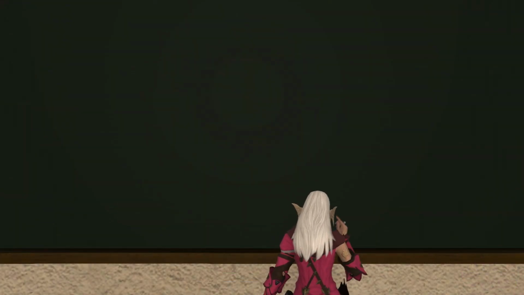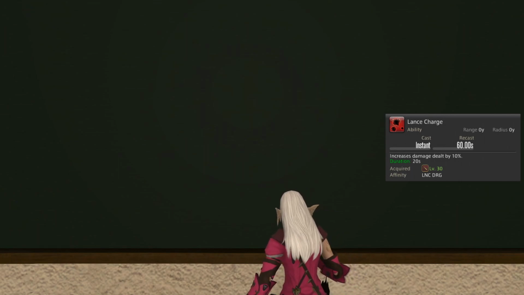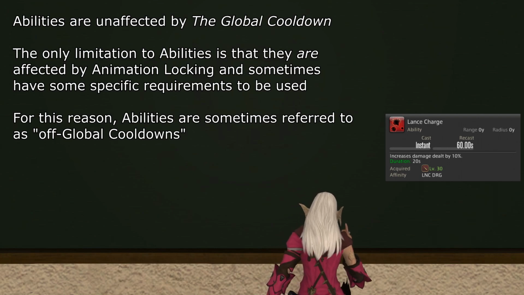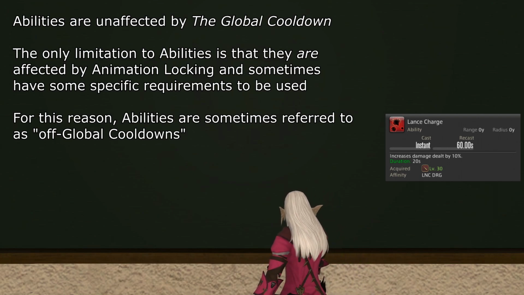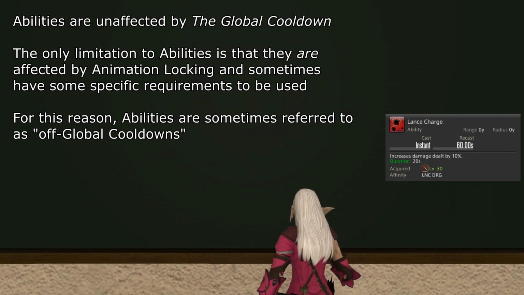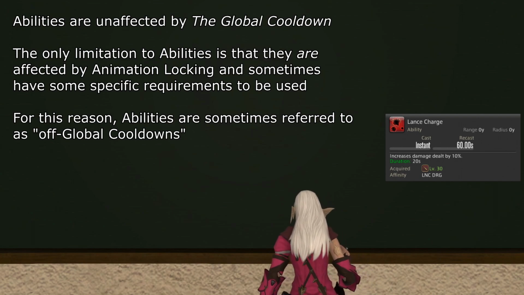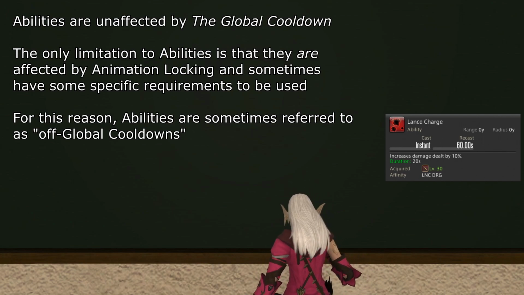Now we are ready to talk about abilities. Abilities stand out from weapon skills and spells as these actions don't incur the global cooldown and are unaffected by it. For this reason, they tend to also go by the name of off-global cooldown. Abilities can have all of the same information as a weapon skill or spell, with the exception that they rarely, if ever, have combo actions attached or cast times.